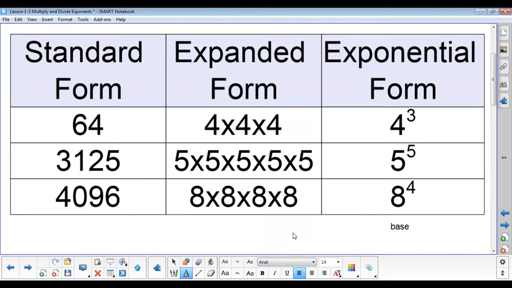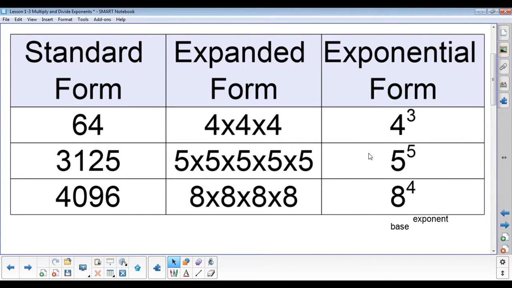The exponent tells us how many times that number, that base, is being multiplied with itself. So the reason we have 8 to the 4th is because 8 was being multiplied with itself 4 times. The whole thing together is known as a power. So exponential form has a base and an exponent. So if your book is telling you to write things in exponential form, you shouldn't be writing 64. You shouldn't be writing out a number. That's known as standard form.